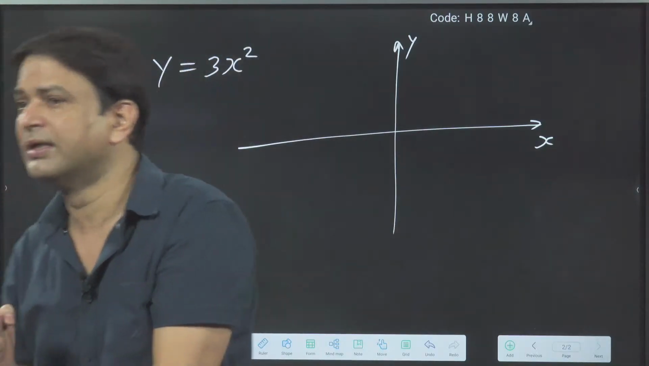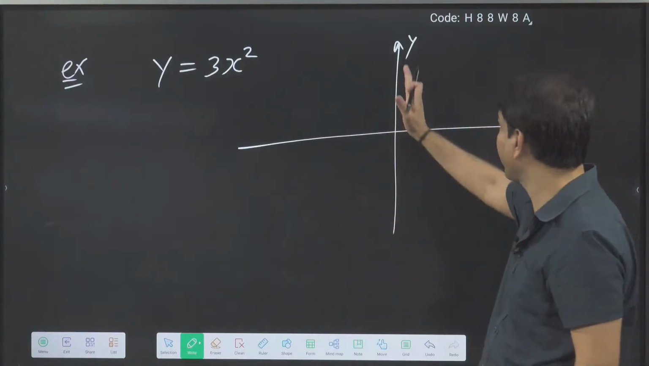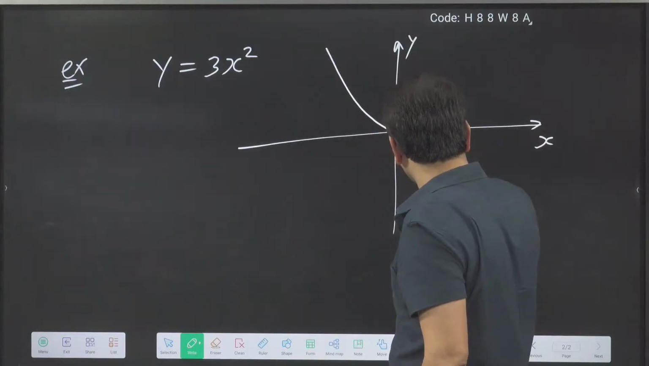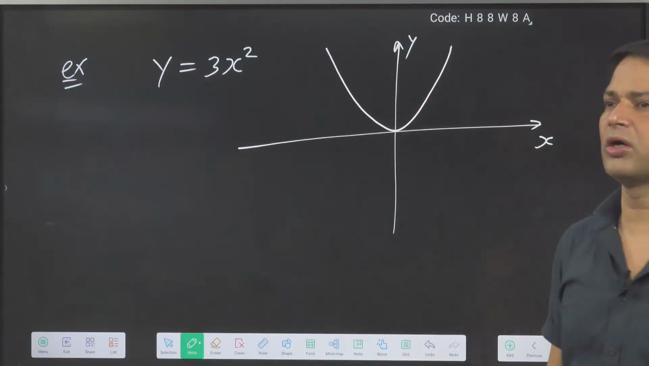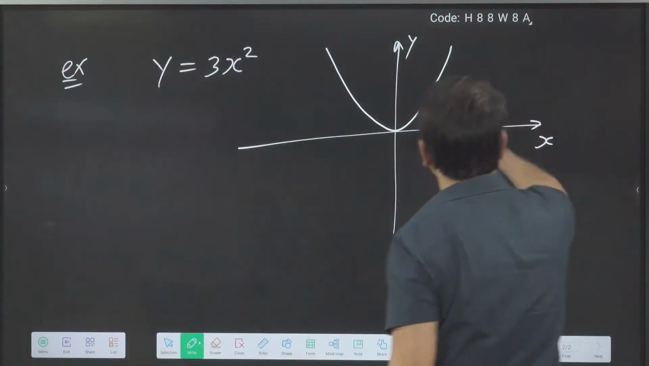Everybody got or not? So here I will make a U shape, and that U shape I have to make symmetric about y. Then how will I make it? Like this. Everybody got or not? So y is equal to 3x square, a parabola we can draw like this. Okay.